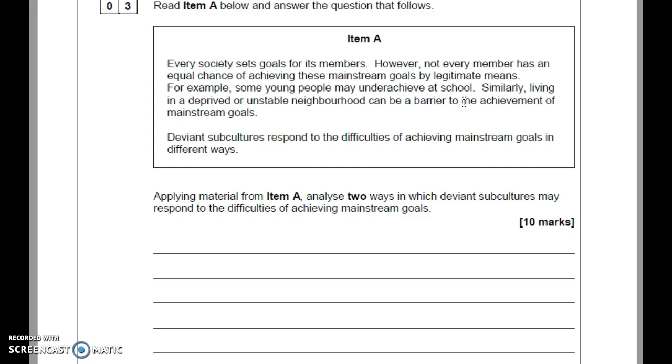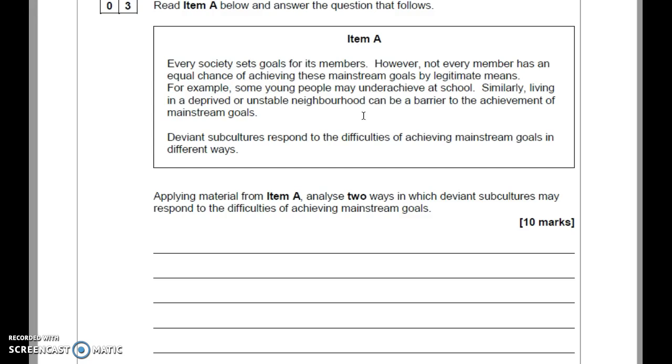So the boys in his case turned to non-utilitarian crime, things like joyriding and things like that, to gain status in an alternative way. Similarly, the second hook, which was quite popular, was the deprived and unstable neighbourhoods, which led students to write about Cloward and Ohlin, and a lot of them outlined retreatist, criminal and conflict subcultures as well.